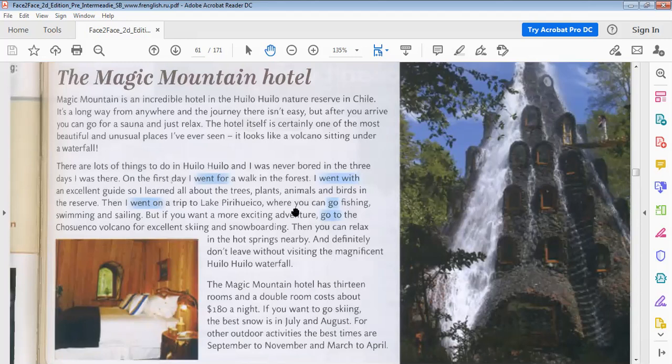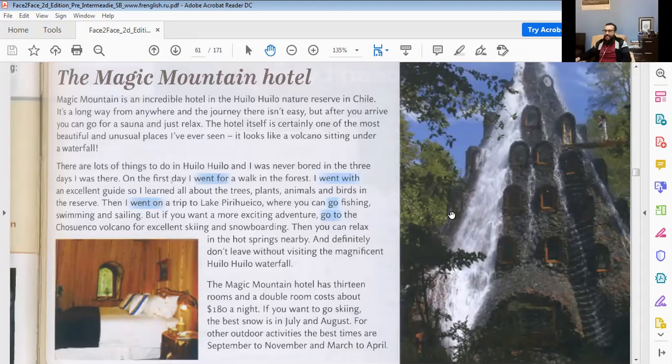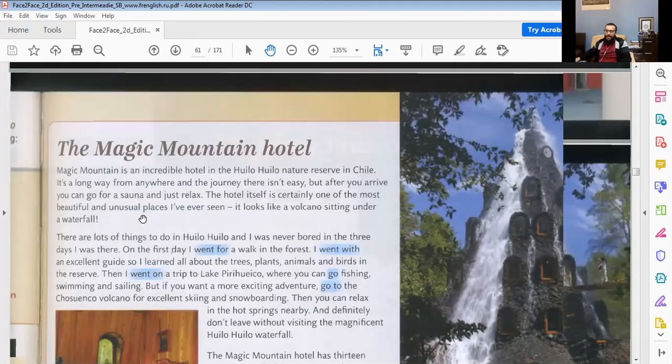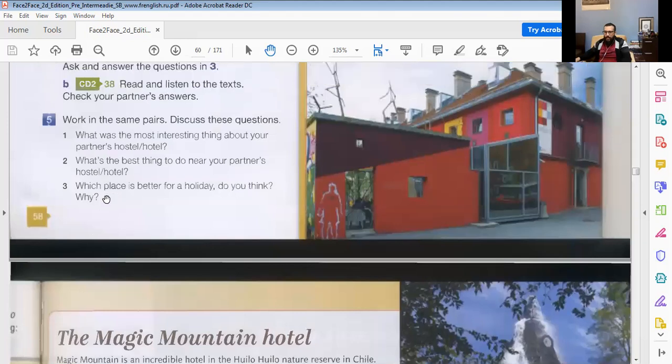You can go sailing in a lake. So some of the activities. Or fishing. Do you think that's fun? Would you like to go fishing? Yes. Okay. So now, final question. It says, which place is better for holiday?